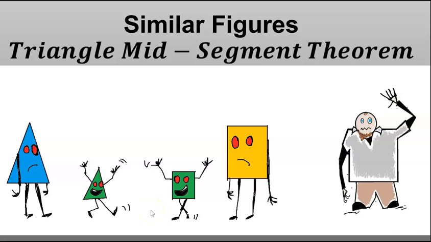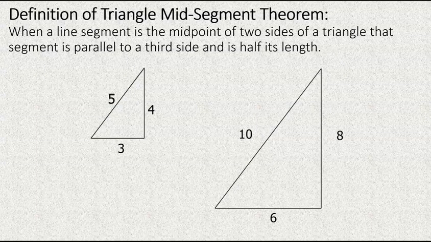Alright guys, in this video about similar figures, we're going to talk about the triangle midsegment theorem. First, we're going to explore what the triangle midsegment theorem is, and then I'm going to do 4 examples. So let's get started. The definition of the triangle midsegment theorem states that when a line segment connects the midpoints of two sides of a triangle, that segment is parallel to the third side and is half its length. So watch what happens here.